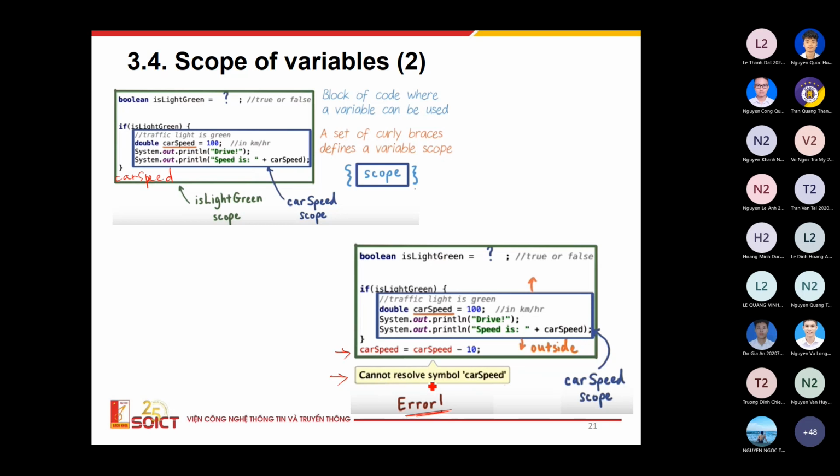It cannot understand. So it will show you the error. We cannot resolve the symbol car speed. It does not know what is car speed. Okay. So remember, when you write down your code, you have to pay attention to the scope of variable. You cannot set the variable outside of its scope. Okay. Được chưa? Các bạn nhớ hộ cô cái này nhé.